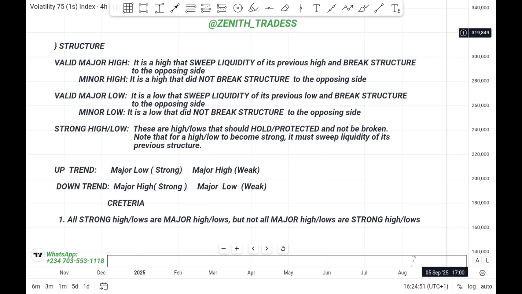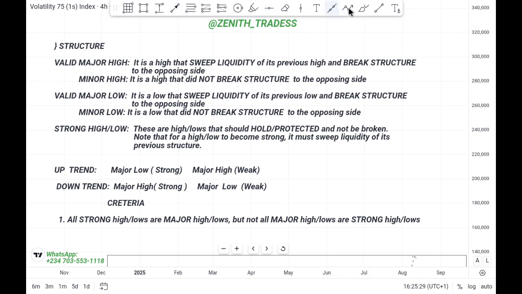So what is a valid major high? A valid major high is a high that sweeps liquidity of its previous high and breaks structure to the opposing side. Breaking structure to the opposing side can be a break of structure or a liquidity sweep. Some people differentiate these: if they say a break of structure, they are talking about a break with a body closure, that's a liquidity run. But a sweep is when a candle sweeps liquidity with a wick, but the body closes inside the range. So this break to the opposing side can be a liquidity sweep or a body break. And a minor high is a high that did not break structure to the opposing side.